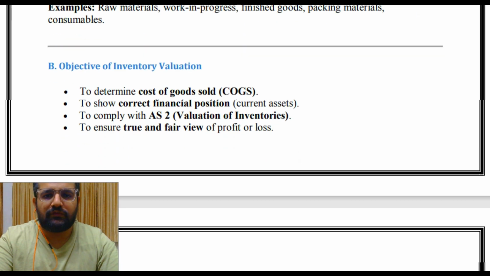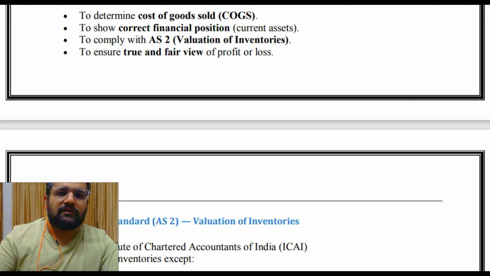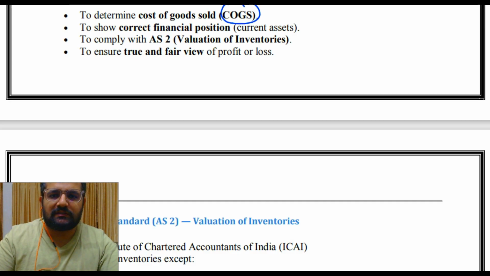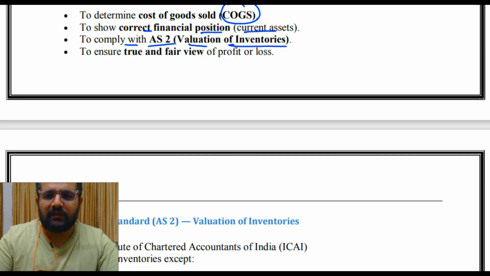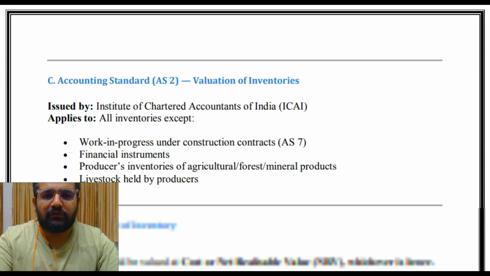Then the objectives of inventory valuation: to determine the cost of goods sold, that is what we represent as COGS; to show the correct financial position of current assets; to comply with Accounting Standard 2, that is valuation of inventories. In the previous year, a question was asked on AS1 as well: what is the significance of AS1? Then, to ensure a true and fair view of profit or loss.